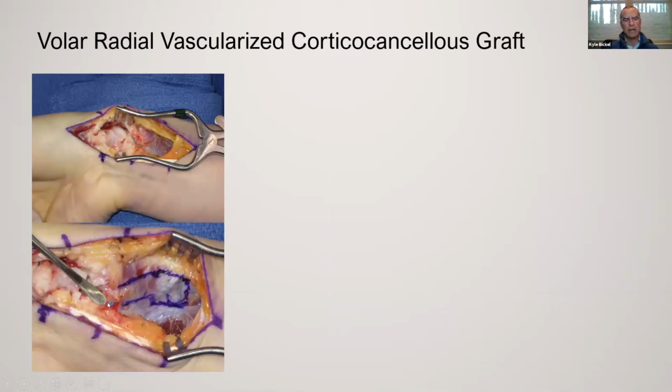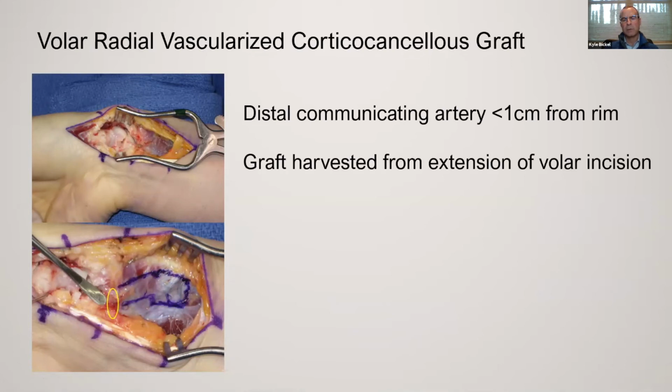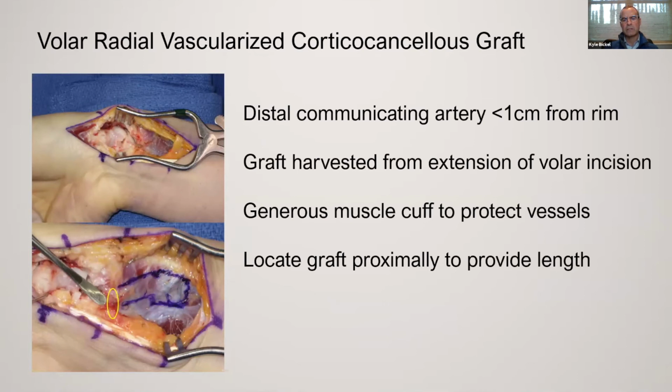And here is that transverse communicating artery, but here I've outlined a cuff of muscle, and my rectangular bone graft is going to be taken here with a cuff of pronator quadratus left attached to it, mobilizing those deep vessels and communicating with the arch. So it's usually about 1 centimeter or less from the articular surface. I leave a generous cuff to protect the vessels.